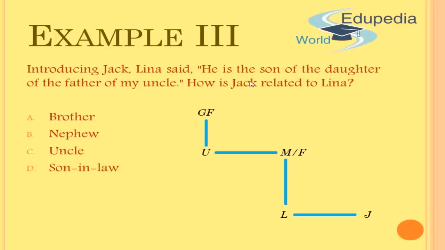Now, daughter of the father of my uncle. So this person, father of my uncle or grandfather, has a son, that is Lena's uncle, and also a daughter, which has to be Lena's parent. Since the uncle cannot be a daughter because he is male, Lena's parent has to be the female child. So daughter of the father of my uncle will be my mother, or Lena's mother. So my understanding is complete so far.